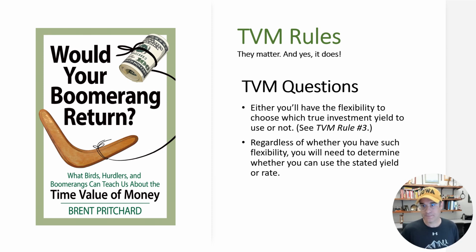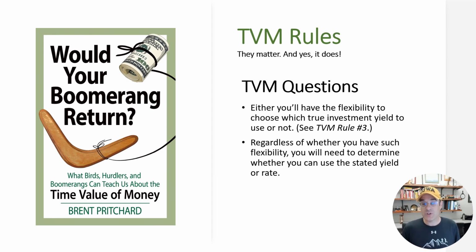Okay, here's how it's going to go. When you are analyzing or evaluating a real-world time value of money situation, either you're going to have the flexibility to choose which true investment yield to use or not. How will you know if you have the flexibility when it comes to choosing the true investment yield? Well, it comes down to whether you're dealing with a lump sum, i.e. a single payment, or an annuity that consists of a series of PMT payments that are even or level in terms of amount and timing. We'll be going through a couple examples later in this lesson.